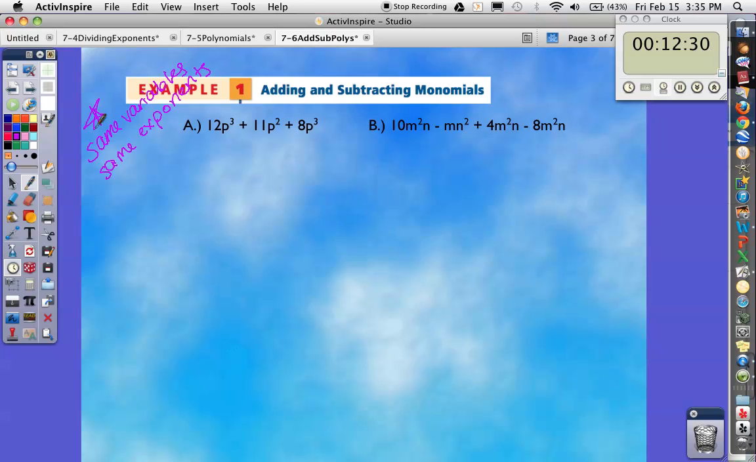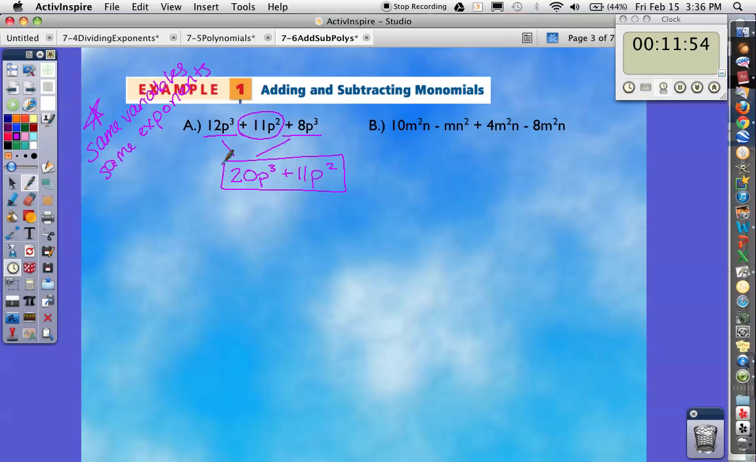So for this first one, for A, we can see that 12p cubed and a positive 8p cubed have the same variable with the same exponent. They can be added together. So we're going to add this together to give you 20p cubed. The other term is not like with them. It's different. So I'll just tack that on at the end. It's a plus 11p squared, and we added as much as we could. That is your answer. So you will have to decide how far you can go on these problems. You might be able to get it down to a monomial, one term, or you might have to keep it at a binomial or a trinomial. That's up to you to decide.